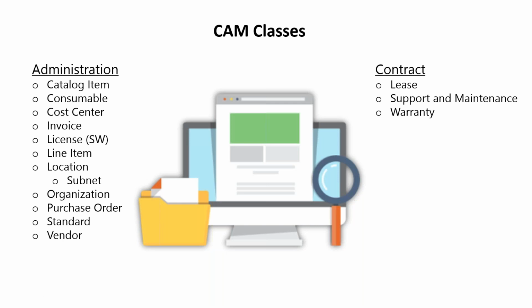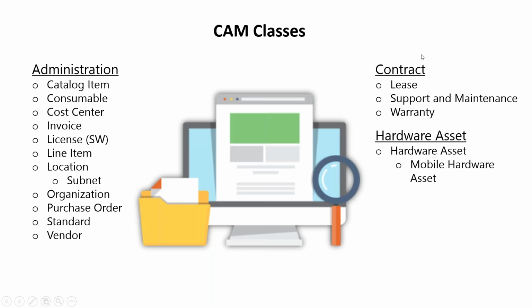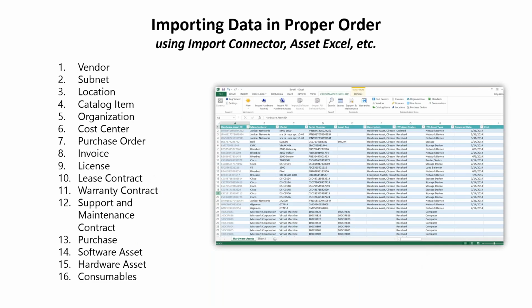Here's now your contractual data. The different classes that we provide for contractual data are leases, support and maintenance, and warranty, and I think those speak for themselves. I'm going to fly through this because I see I've been talking too much. I want to get more into the demo. And then our hardware asset classes, which will let us manage your hardware assets from a full life cycle perspective, as well as the software assets. I think that's enough. I'm going to move forward here.